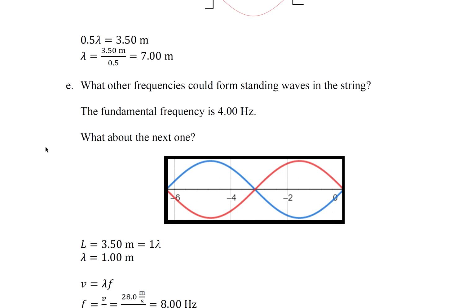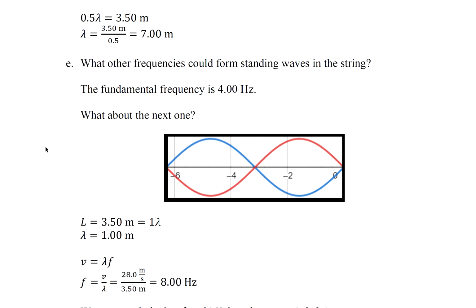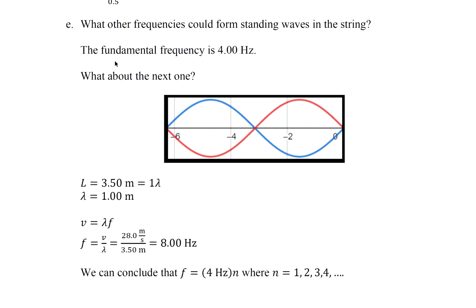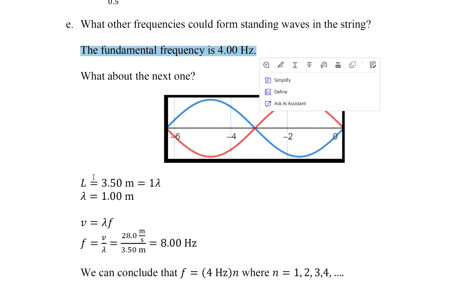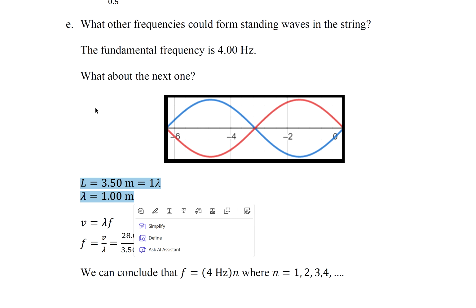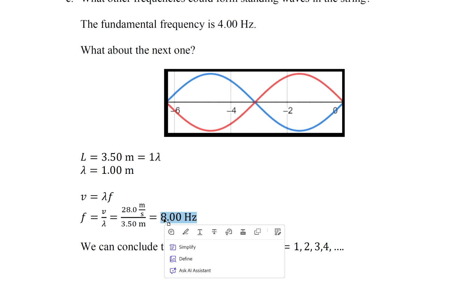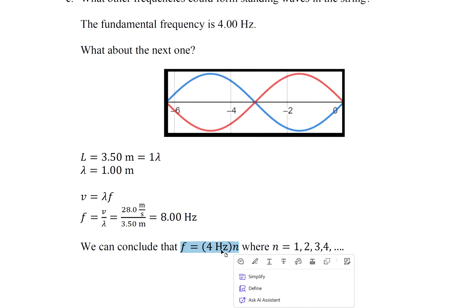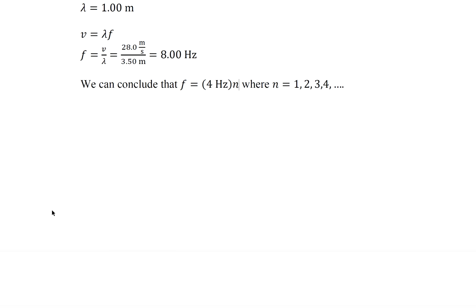Part E, what other frequencies could form standing waves in the string? So the fundamental frequency is 4 Hertz, that's half a wavelength. The next one is going to be this image here, which is 1 wavelength, which is 8 Hertz. So we get 4 Hertz, then 8 Hertz. So we conclude that f is going to be equal to 4 Hertz times n, where n is a positive integer.